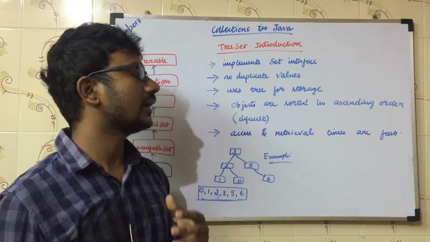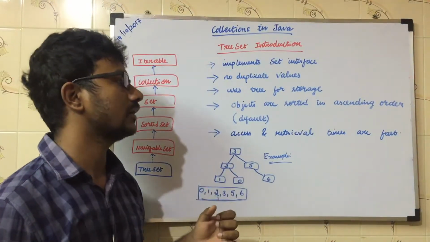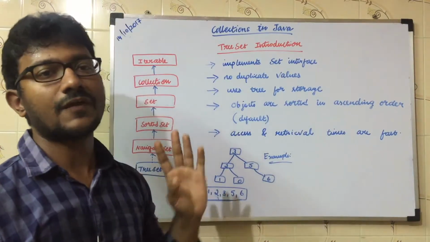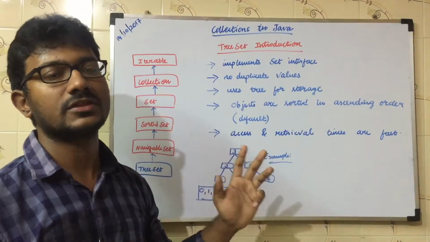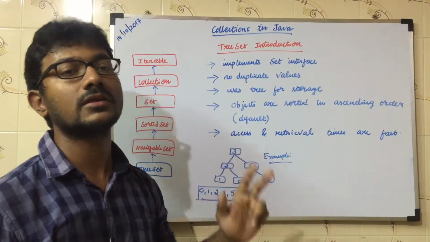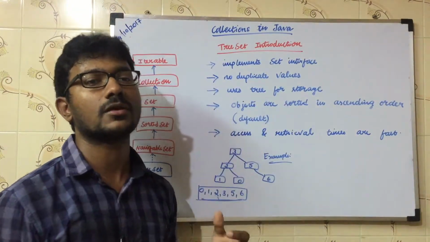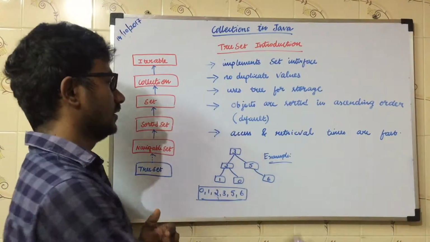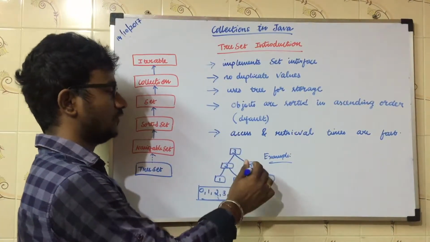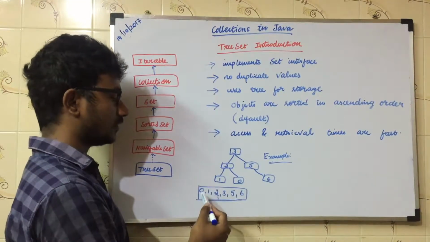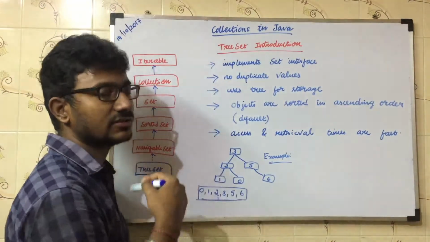The default accessing order for tree set is ascending order. In the case of hash set, there is no order; it's random. In the case of linked hash set, the insertion order is maintained. Whereas in this one, the sorted order of the object is maintained. Here, 3, 2, 1, 0, 5, 6. If you try to access the elements, they will be printed as 0, 1, 2, 3, 5, 6 in ascending order.